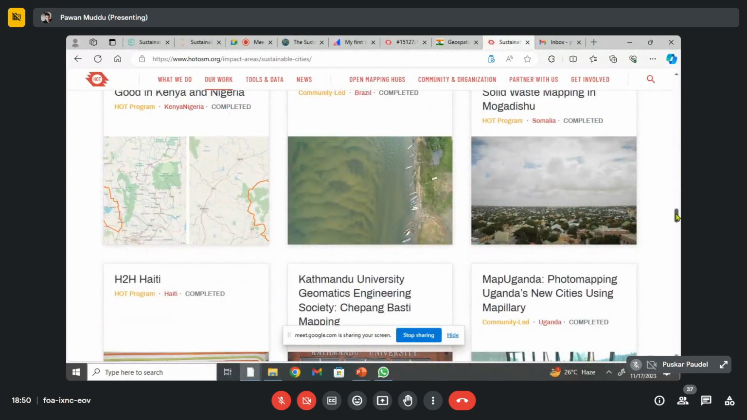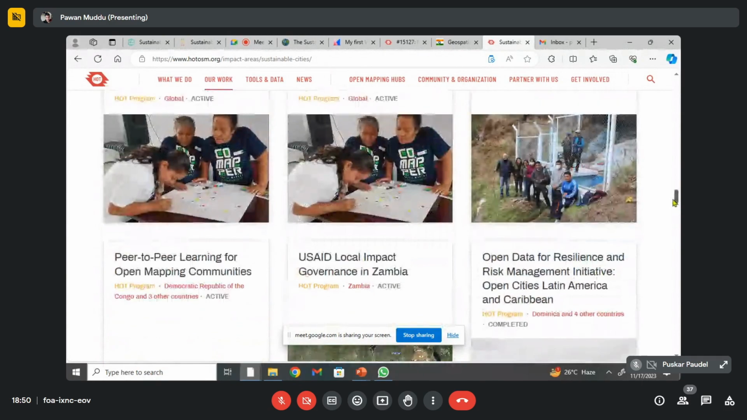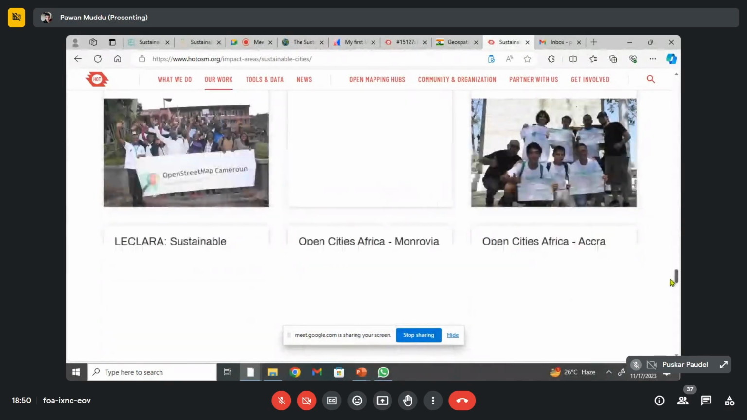Now this is something about solid waste management in Mogadishu. Mogadishu is the capital of Somalia. Somalia is at a cusp of a lot of political upheaval, and they have resolved it, but still there's a lot of tumult, right? But still they have these kind of mapping hubs which are helping them in this regard. Even Nepal has a lot of this, right? So that is one way of doing it.